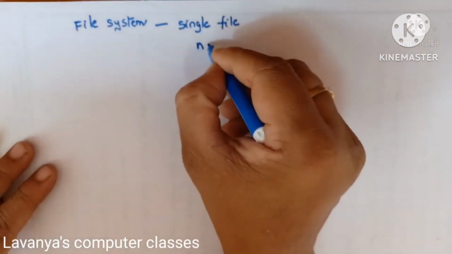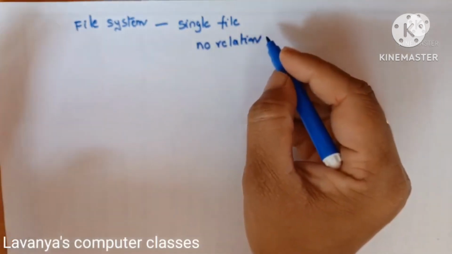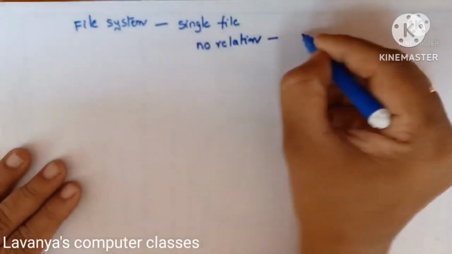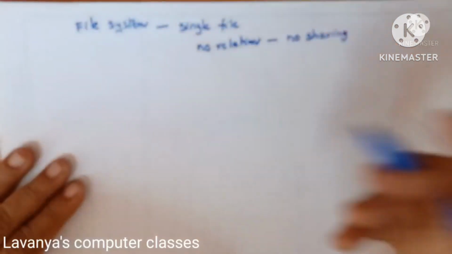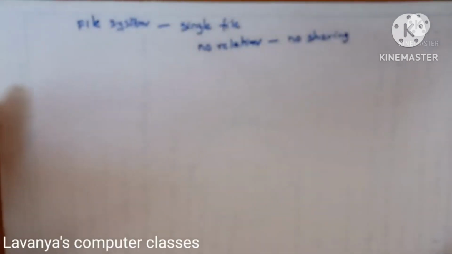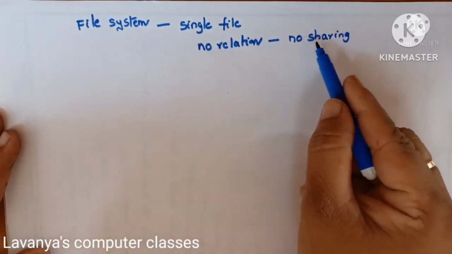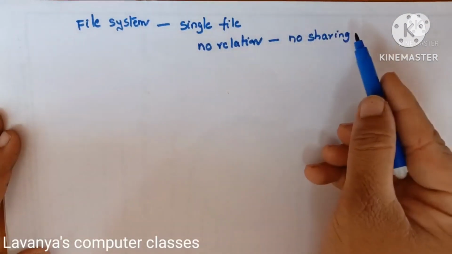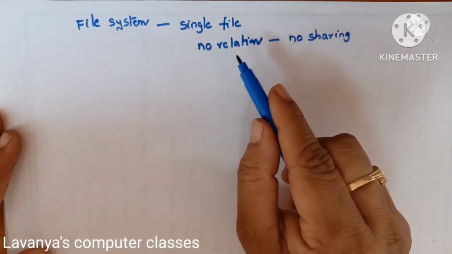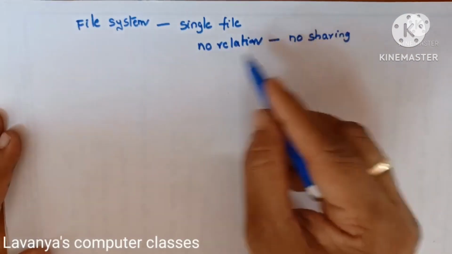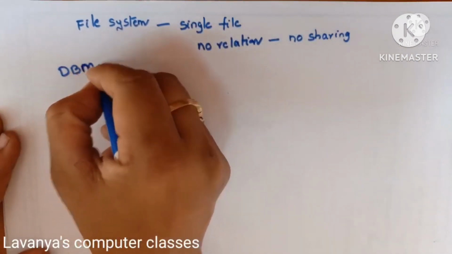But the files have no relation to one another. There is no relation from one file to another file. That's why there is no sharing, because each and every file maintains its own information and has its own tables. No relation means no sharing also. So for removing the problems faced in the file system, we introduced a new system called DBMS.